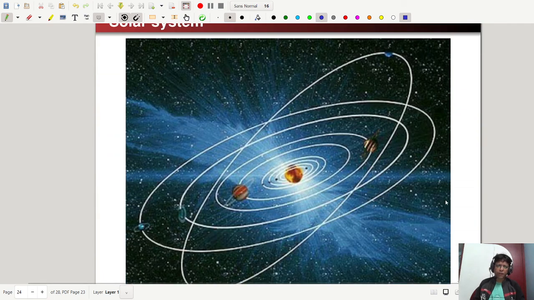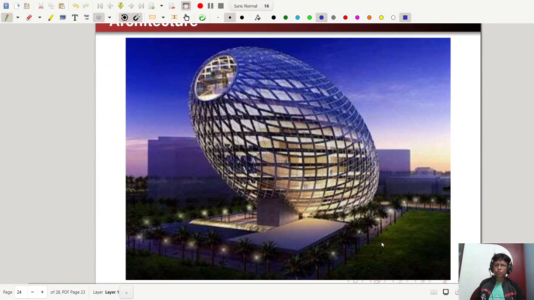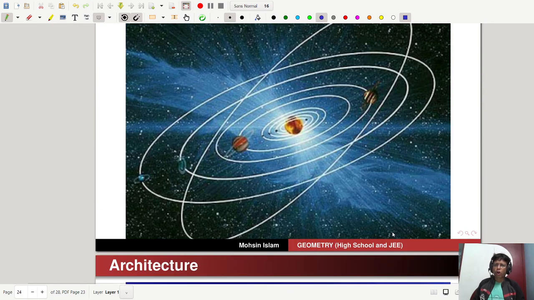And this is the elliptic path. These are real life applications: the elliptic path of the planets, and some architecture using elliptic and hyperbolic concepts also. So that's all for today.